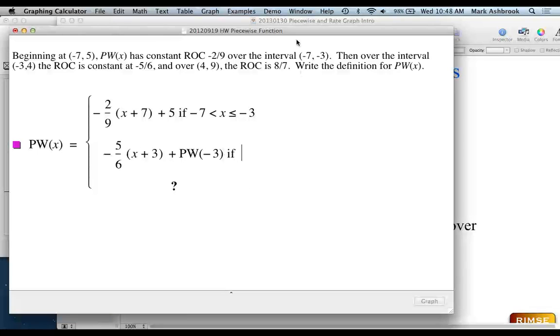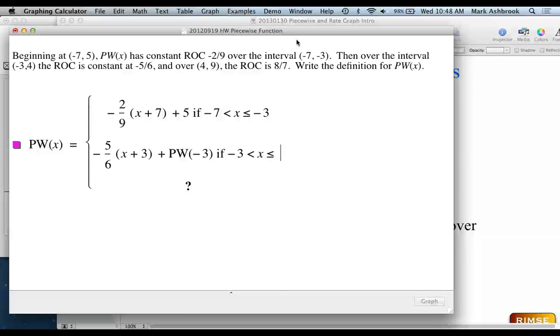So then if, what's our interval? -3 less than x less than or equal to 4, right? Constant rate of change in the last part: 8/7 times change in x. x minus, would that be 9 now? x minus 9. What do you think? Oh, it's 4, Linwin. So there's 4. x minus 4. Dissension. Ryan, what do you think? I don't know.